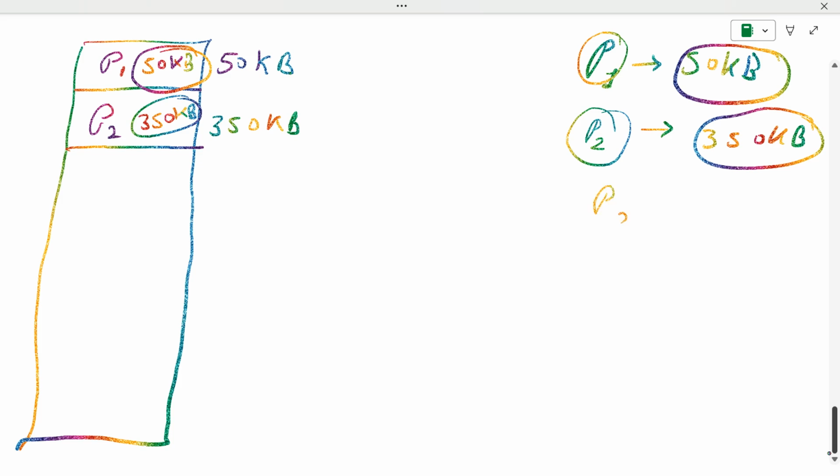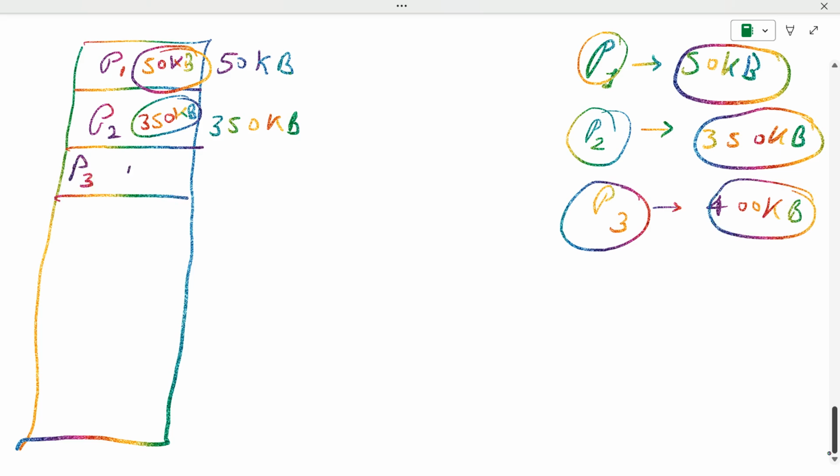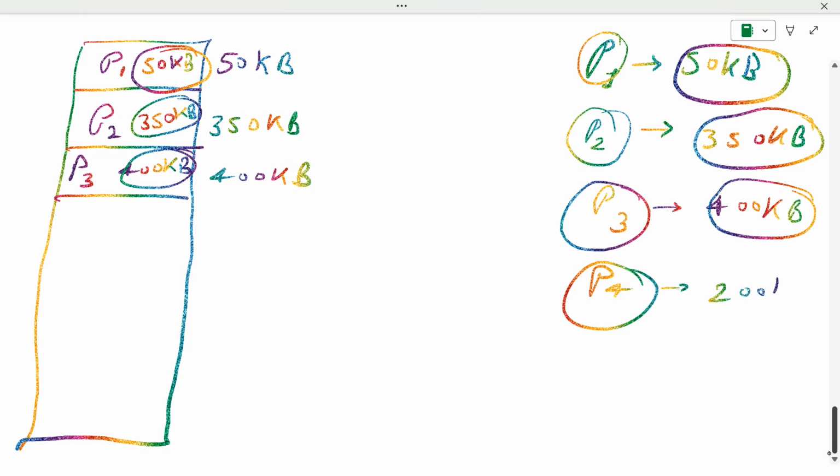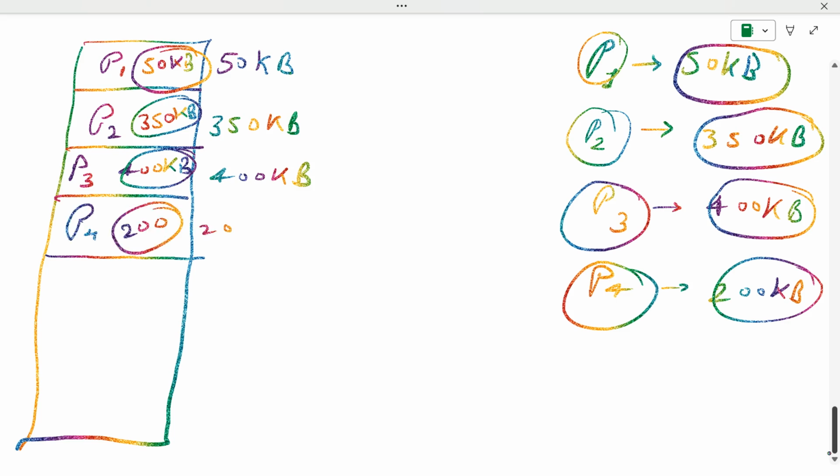Then P3 comes and P3 requires 400 kb. For this 400 kb, again we have a partition being made as P3, and 400 kb is allocated to that. Now P4 comes and P4 requires, let's say, 200 kb. So again for P4, a partition is being made with 200 kb.